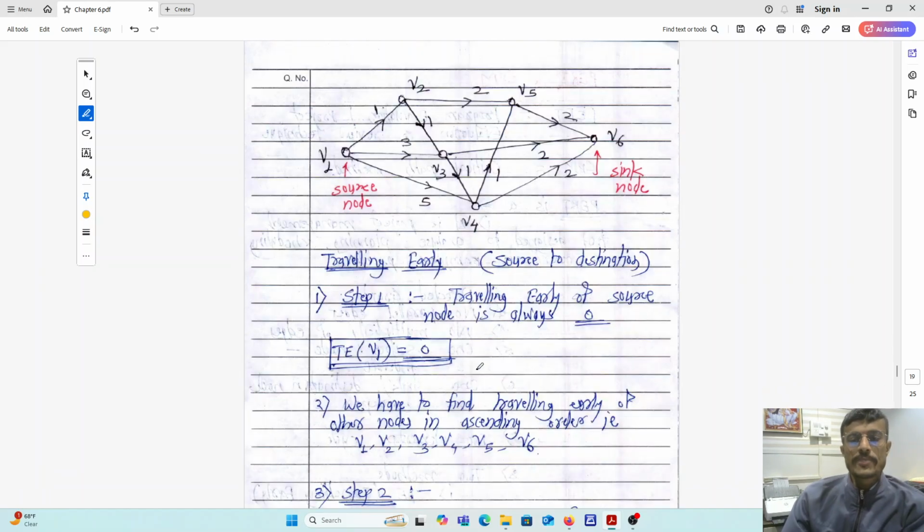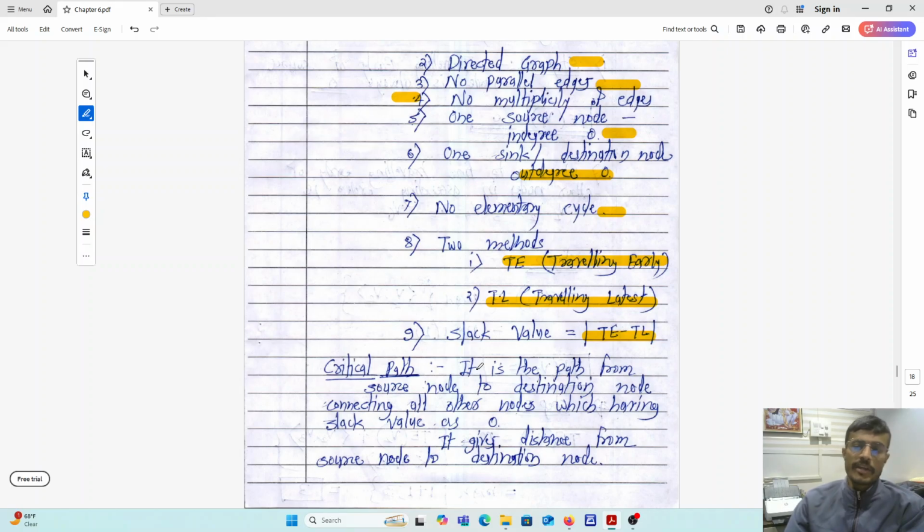Fine. Now what is meant by critical path? So how to find the critical path? The critical path is the path from the source node to the destination node connecting all other nodes which have slack value 0. Definitely, as we are finding a path between the source node and the destination node, the source node should be there and the destination node should be there. But other than the source and destination nodes, those nodes having slack value 0, we have to take in the critical path. It gives the distance from the source node to the destination node.